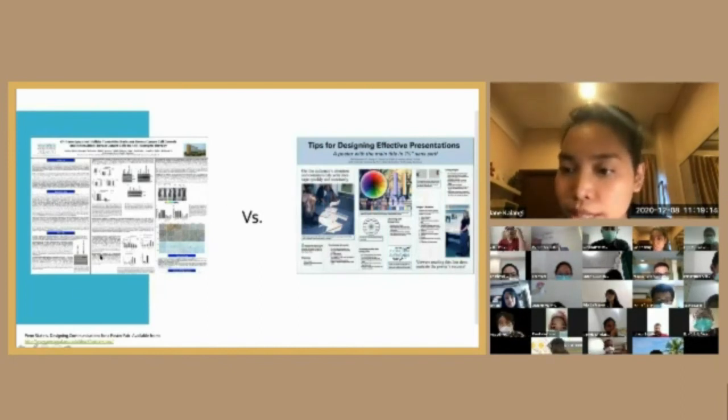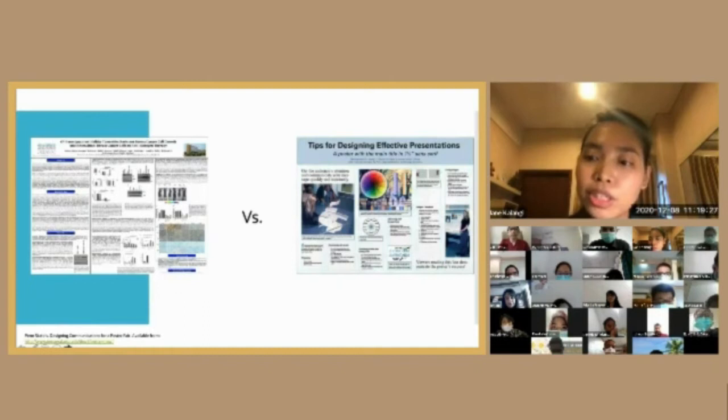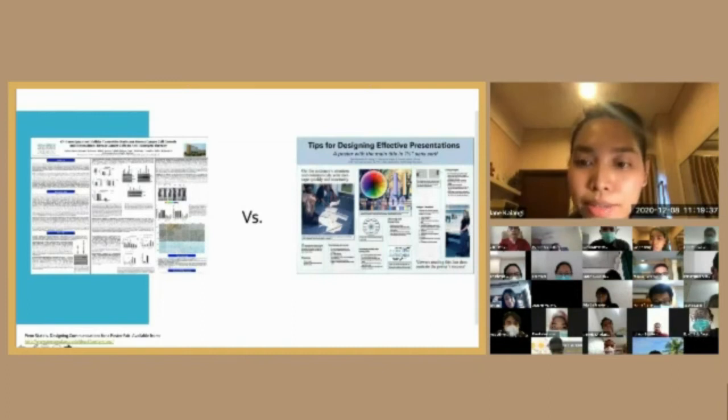As you can see on the right, the texts are kept simple, short, and it should be readable from 3 meters away. There are pictures and also graphs to complement the presentation, and it looks interesting and engaging to the readers. Next.